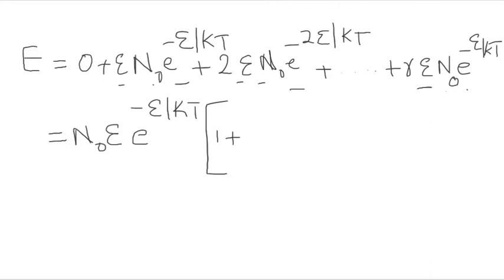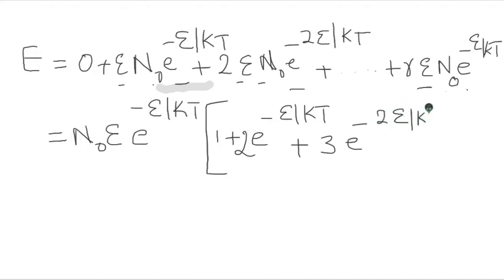ഇവിടുന്ന് നമ്മൾ എന്ത് ചെയ്യുന്നു? e raised to minus epsilon by kT നെയാണ് പുറത്തെടുക്കുന്നത്. So you can see here e raised to minus epsilon by kT we took outside. So we got 1 there, 1 plus e raised to minus epsilon by kT, രണ്ടാമത്തെ ടേമിൽ നിന്നും 2 ഉണ്ട് ഇവിടെ. അപ്പോൾ 2 into e raised to minus epsilon by kT plus 3 e raised to minus 2 epsilon by kT and so on till the last term.